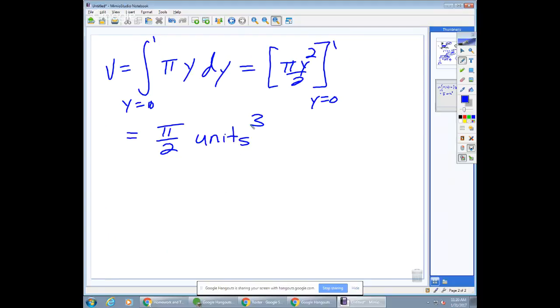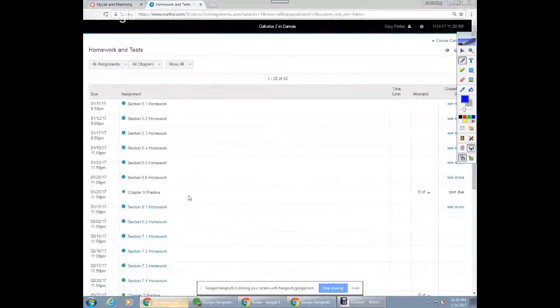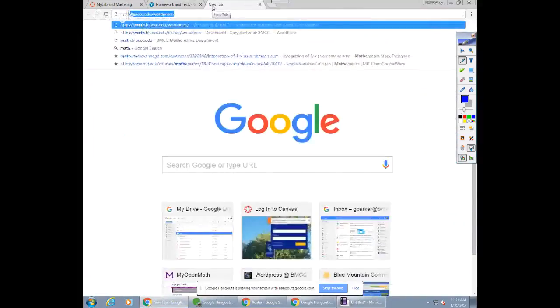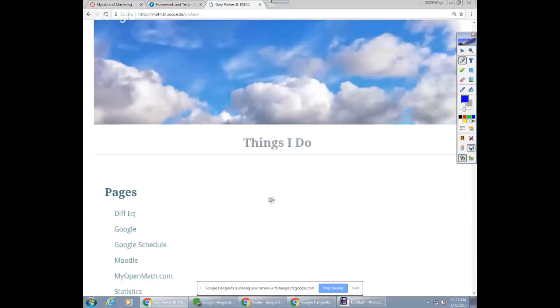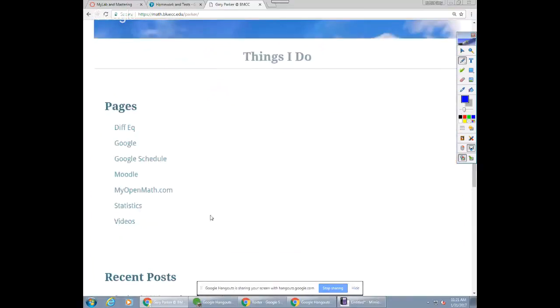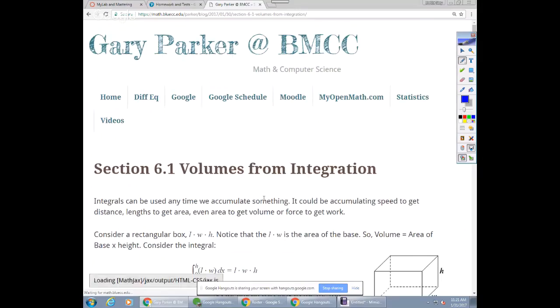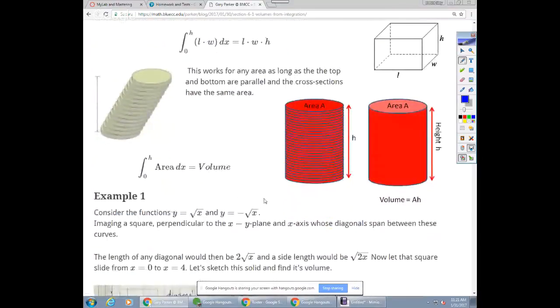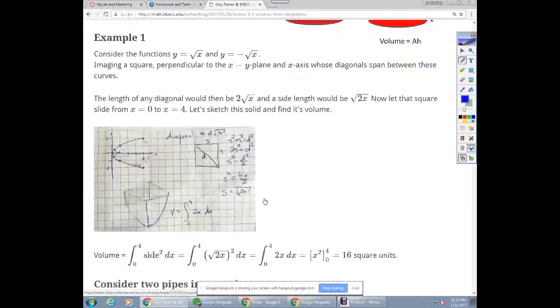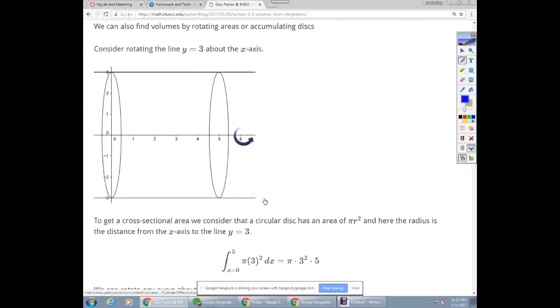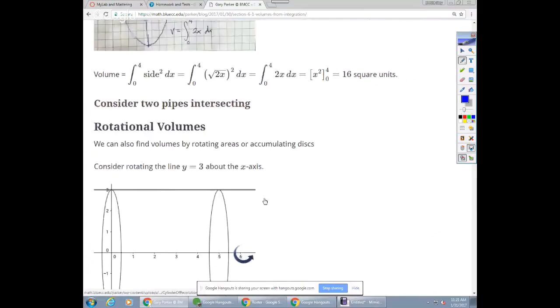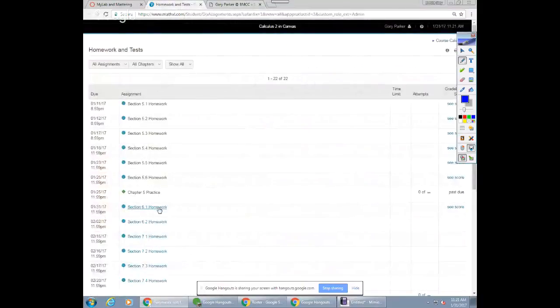All right, let's see. Do I have any other interesting ones to look at in my notes, or should we just pull from the homework? Whoa, what are you doing? Stop it. Sorry about that, runaway mouse. Let's see, we did the box, we did the cylinder, we did the parabolic square type dish, we looked at the intersecting pipes, and that's all I have there. Let's go play with the homework then.